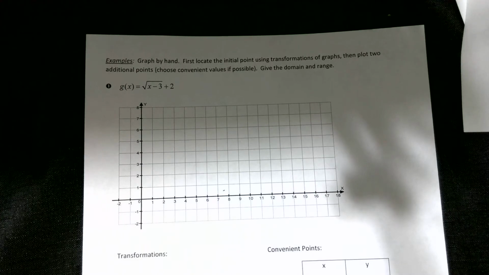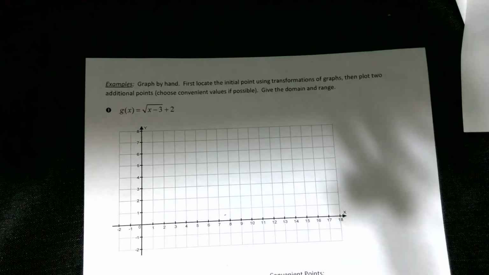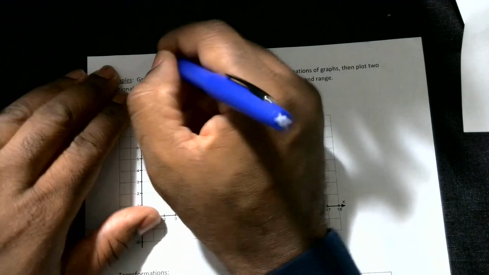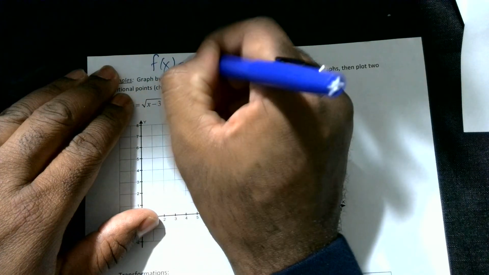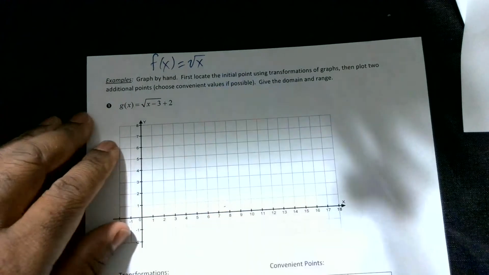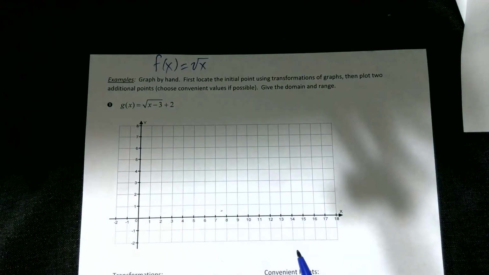Now we flip over to the next page, which is 227. We have graph by hand. First, locate the initial point using transformation of graphs, then plot two additional points. Choose convenient values if possible. Okay, now we have g of x equals the square root of x minus 3, plus 2. Now we want to do the transformations. Our initial function was f of x is equal to the square root of x. That is our initial function here for graphing these radicals.